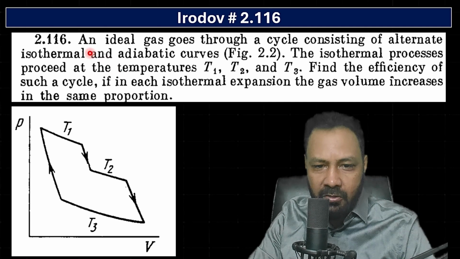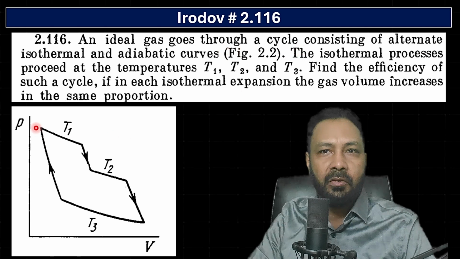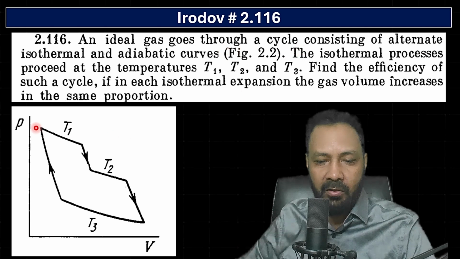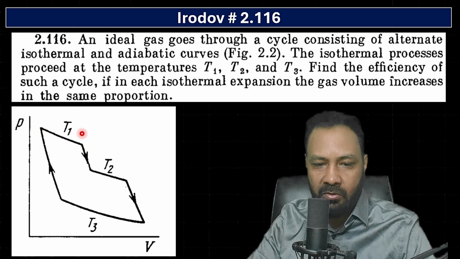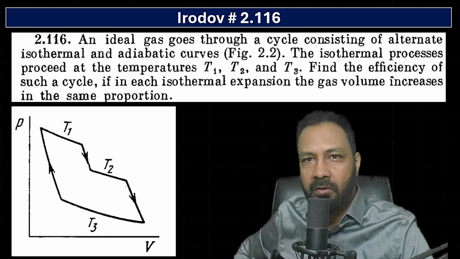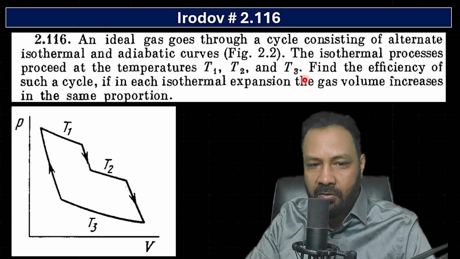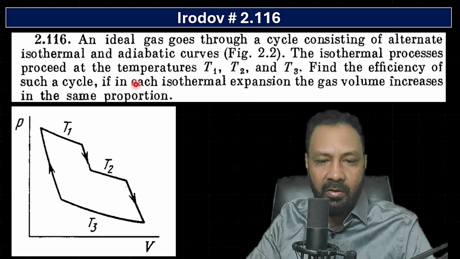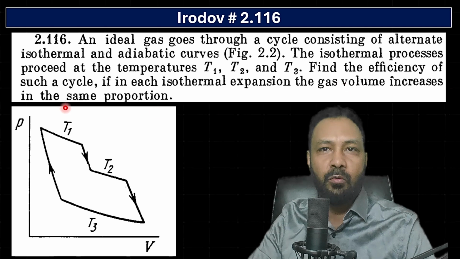So the question states, an ideal gas goes through the cycle consisting of alternative isothermal and adiabatic curves. So you can see that this is isotherm, this is isotherm, this is isotherm, and these are the adiabat. So we have 6 parts of a cycle, 3 isothermal and 3 adiabatic. The isothermal processes proceed at the temperature T1, T2 and T3. Find the efficiency of such a cycle if in each isothermal expansion the gas volume increases in the same proportion.